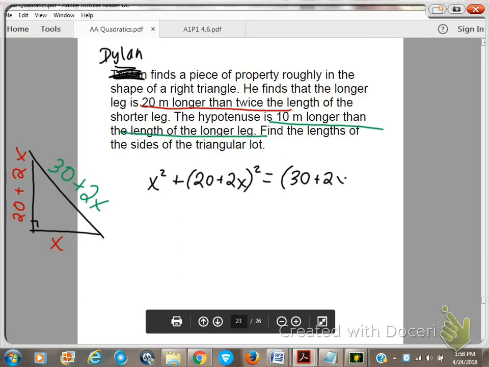All right, so we're looking at x squared plus quantity 20 plus 2x squared equals quantity 30 plus 2x squared. All right, again, you can do this by hand or you can do it on the graphing calculator. That is a lot of parabolas running around right now, so I might clean it up just a little bit before graphing it. All right, now, Dylan, if you square a binomial, what does that give you?